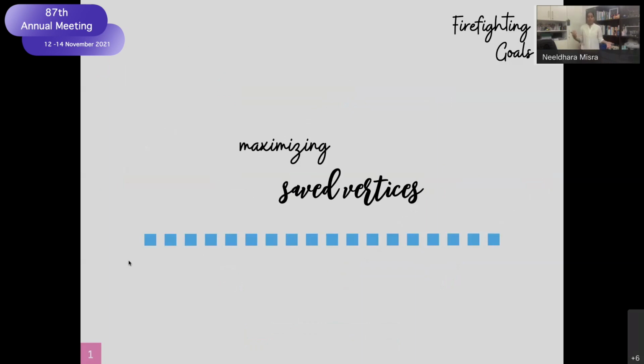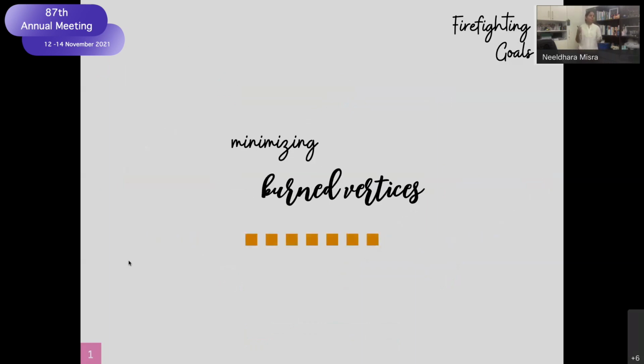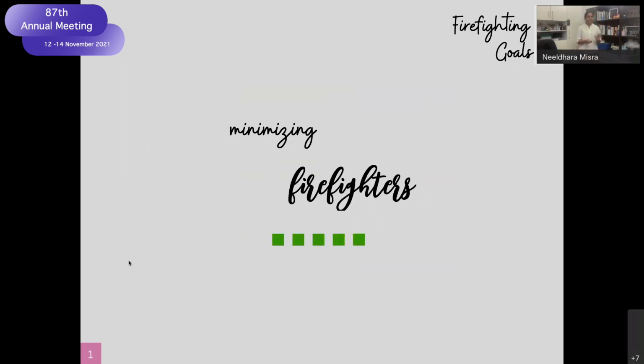So you may want to maximize the number of saved vertices, or you may want to minimize the number of burnt vertices. These sound like two sides of the same coin, and indeed they're very similar problems, but there are subtle ways in which the algorithmic complexities could be different. Okay, so that's why I state them separately.